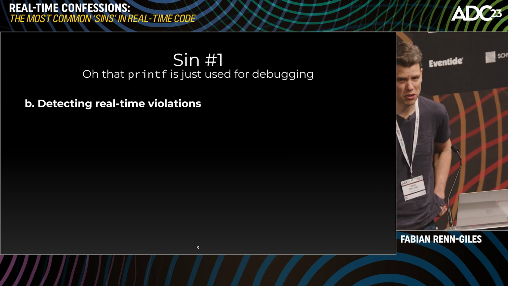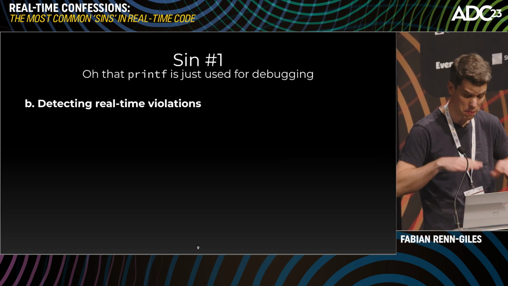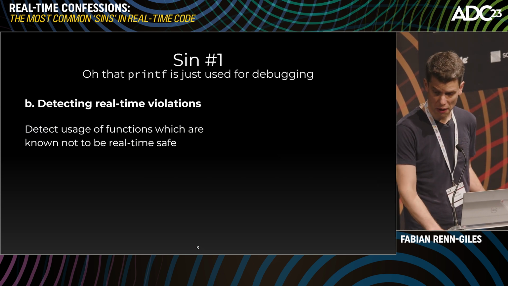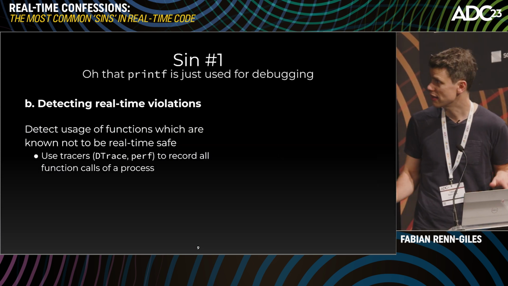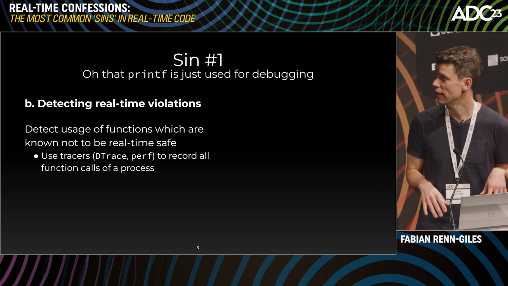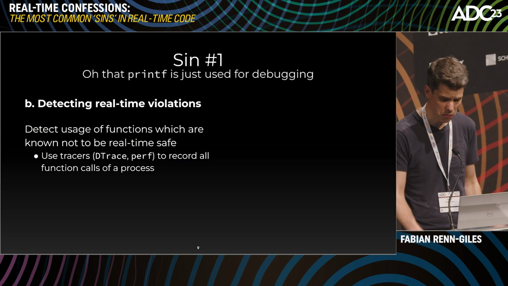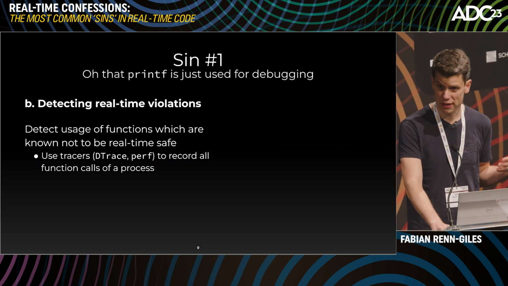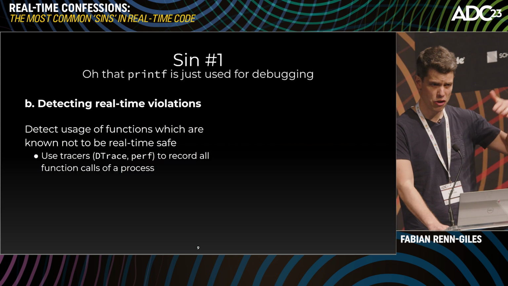And then the second thing that we want to diagnose is real-time violations. And unfortunately, that's much, much, much harder. There's no automatic way to detect this. The best you can do today is attach a tracer. I use dtrace a lot, that's macOS and Linux. You can also use perf. And then you tell the tracer which functions are not real-time safe.